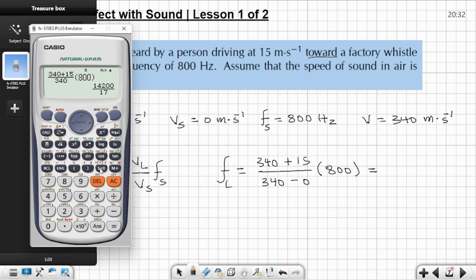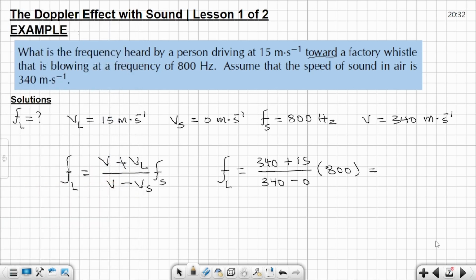And what is the answer? You press this to get the answer in decimal. So the answer is 835.29. Let's get the answer to 2 decimal places. Okay. So this is the answer, 835.29 Hz. This is your FL, the frequency perceived by the listener. Can you see, does it make sense?